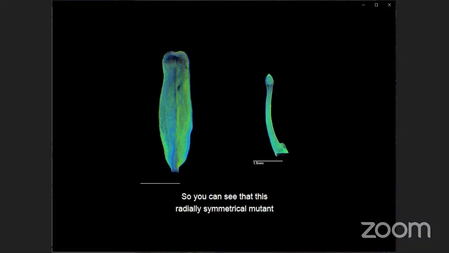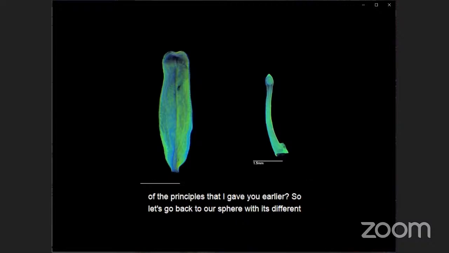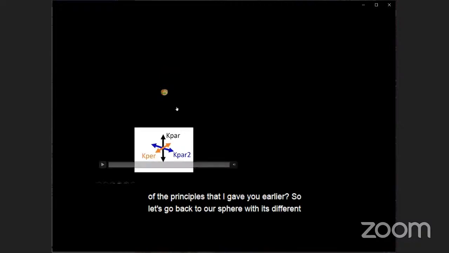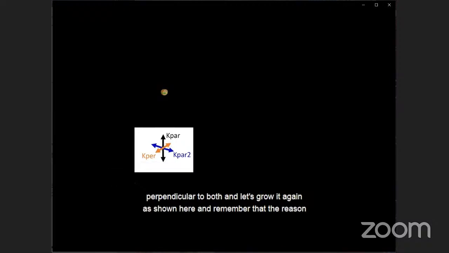So you can see that this radially symmetrical mutant really has lost its sheet formation, its inability to form a sheet. So how do we explain that in terms of the principles that I gave you earlier? So let's go back to our sphere with its different polarities. If you remember the blue and the black arrows, and this third one, the orange one, which is perpendicular to both. And let's grow it again, as shown here.